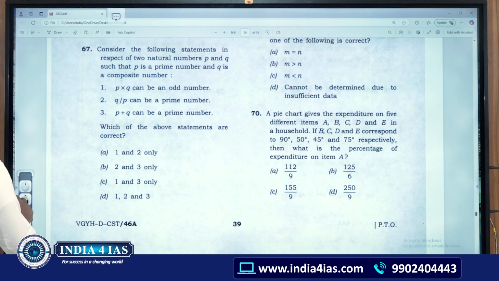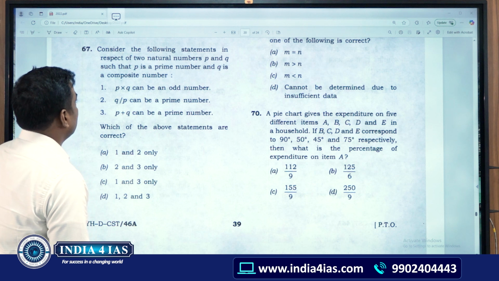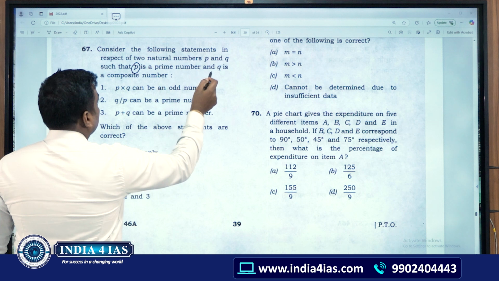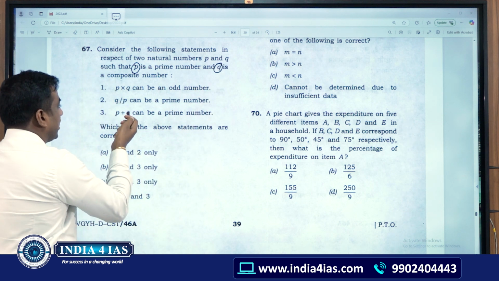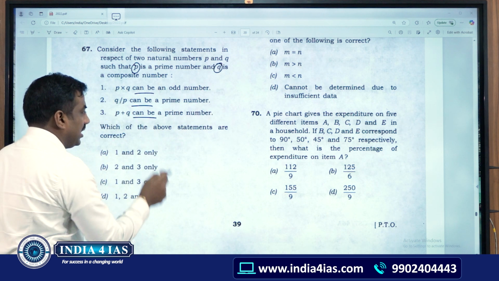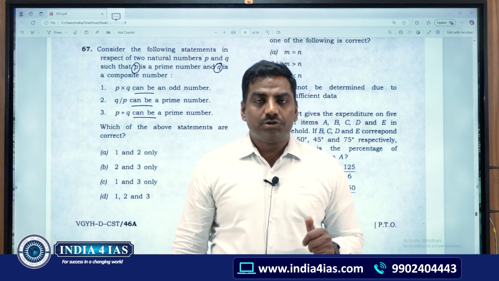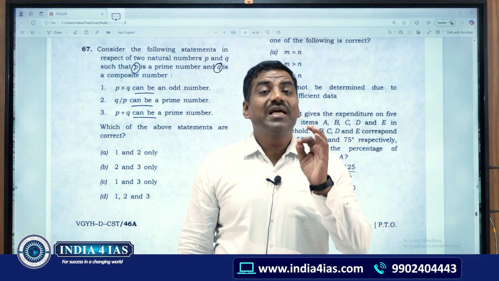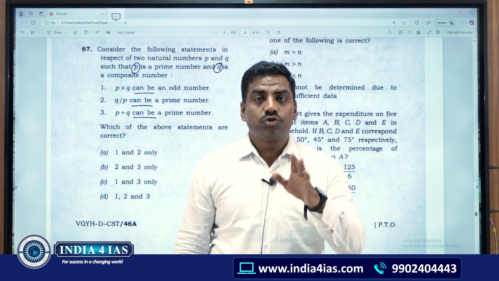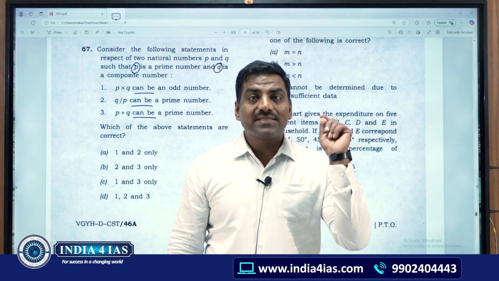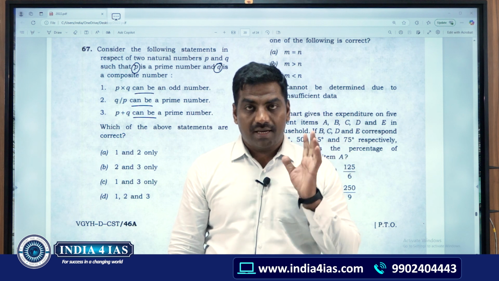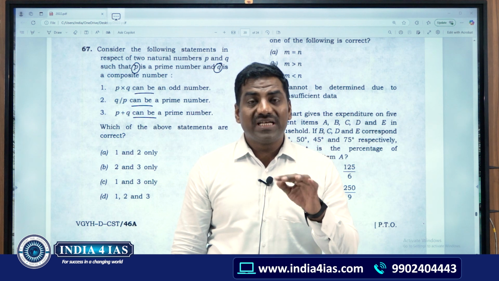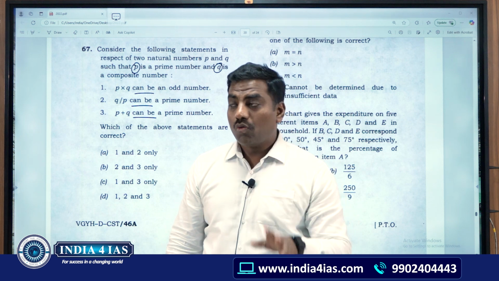Next, consider the following statements in respect of two natural numbers P and Q such that P is a prime number and Q is a composite number. And if you look at the statements here, can be. I have told previously also, when they ask can be and maybe, you have to prove only once. If that is true even in one case, yes, that is true. You don't have to disprove it. But when they ask certainly, definitely, is, are, then we have to prove in every case. Rather than that, we have to just disprove in this one case.